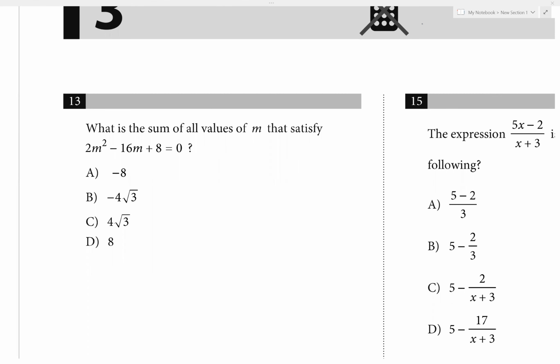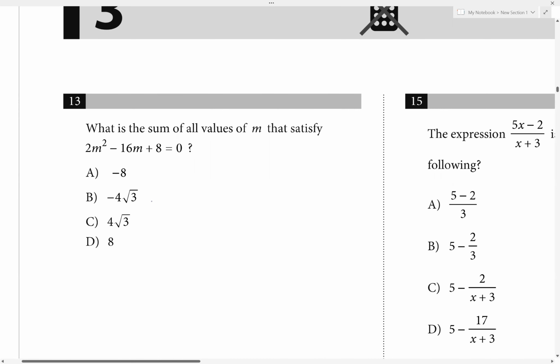Right, question 13. What is the sum of all values of m that satisfy 2m squared minus 16m plus 8 equal to 0? All right. So let us first solve for the m value here. Our goal is to solve for m, and it's the sum of all the m values. So the answer is not just the m value, but the sum of the m values.